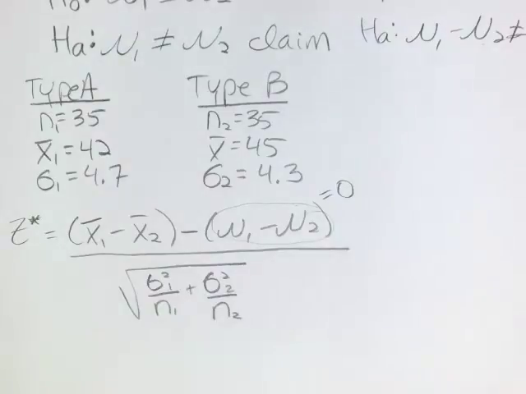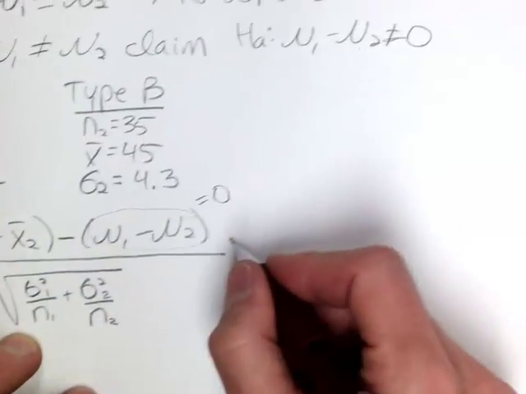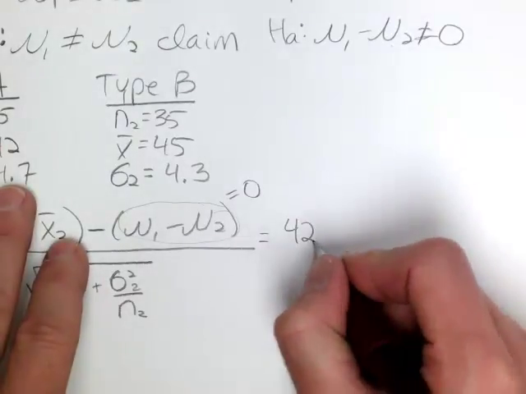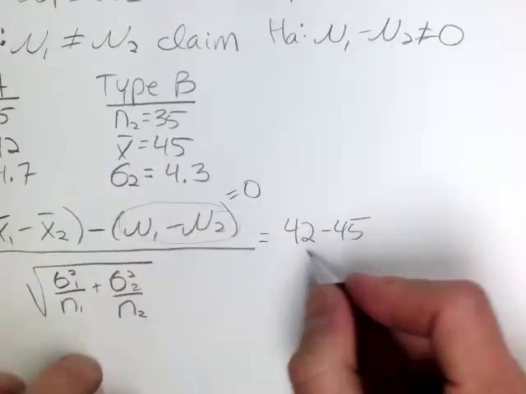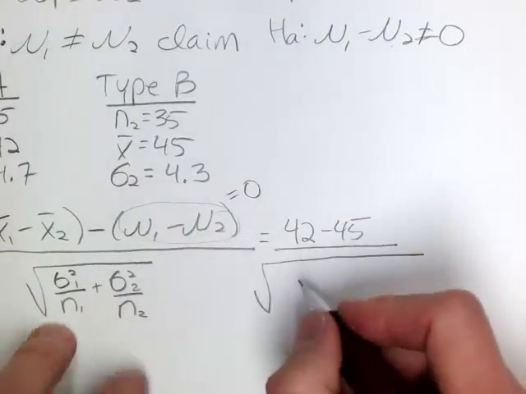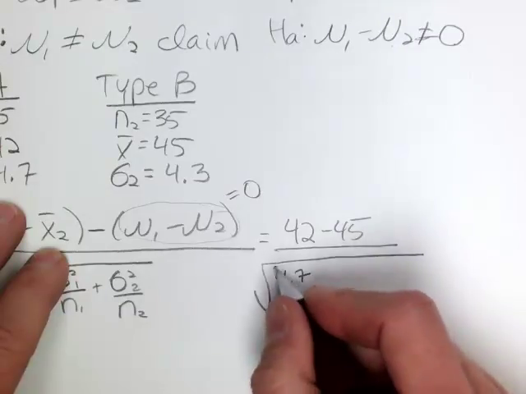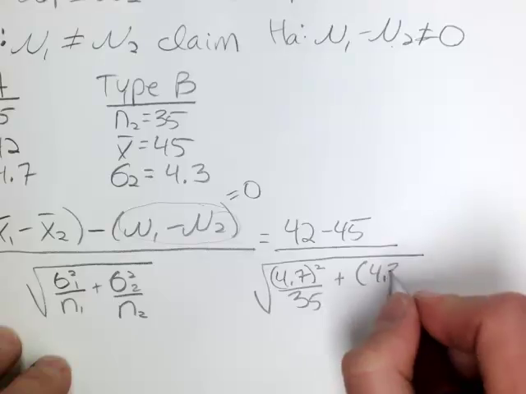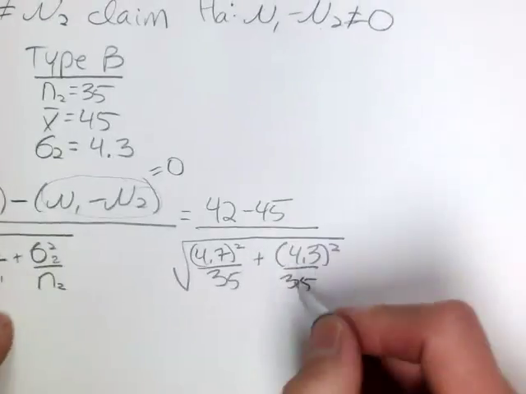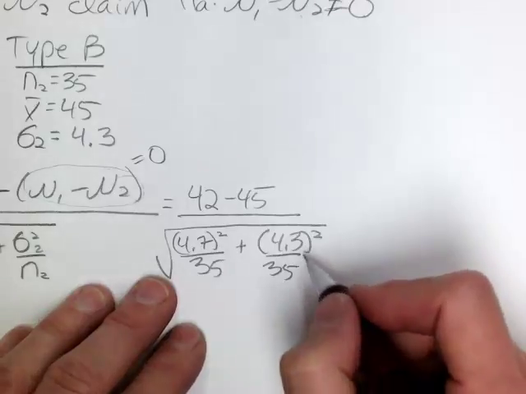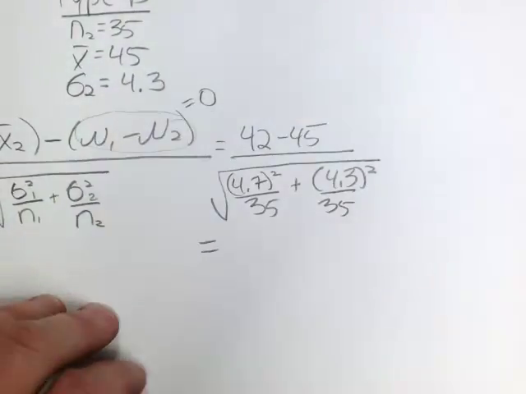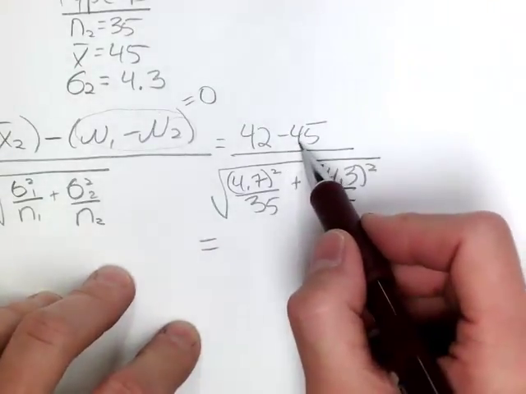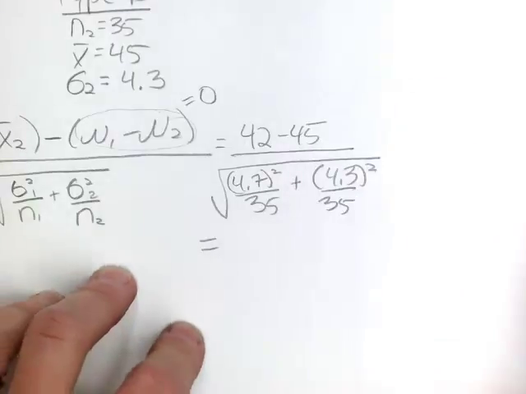So I'm going to fill in the pieces for the rest. I have x bar sub 1, 42, minus 45, over the square root of 4.7 squared over 35 plus 4.3 squared over 35, and that whole thing is under the radical. It's going to make this a little bit tricky to calculate; you definitely need to observe the order of operations. The numerator up here is going to be negative 3.